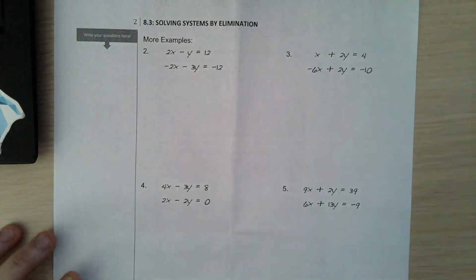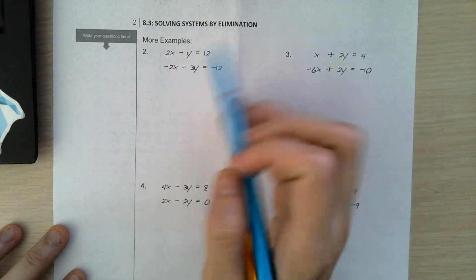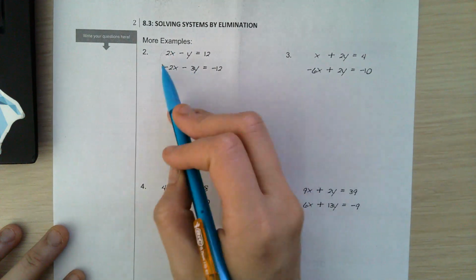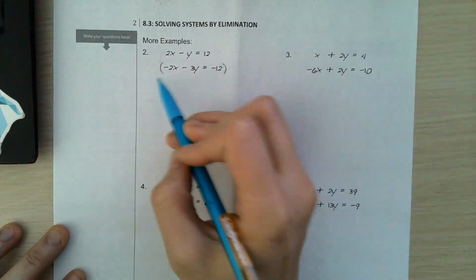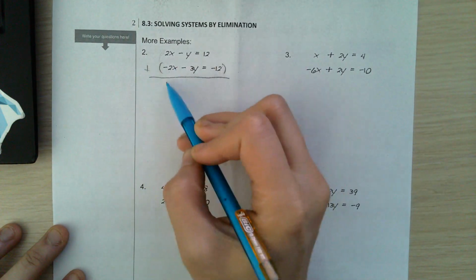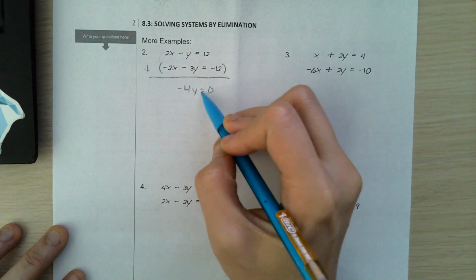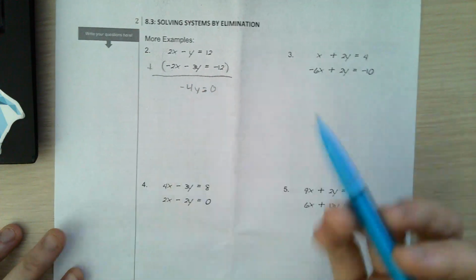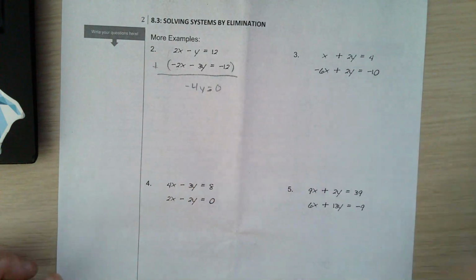All right, so for this one, we have our opposite terms, but it's over here in the x, so that's okay. It doesn't matter if it's x or y, just one of them needs to be opposite and matching, right? So we're going to add them. This turns into 0. We get negative 4y equals 0. And this seems tricky at first, but if you just say it out loud, it makes a little more sense, right? Negative 4 times y equals 0. Okay, so y equals 0.